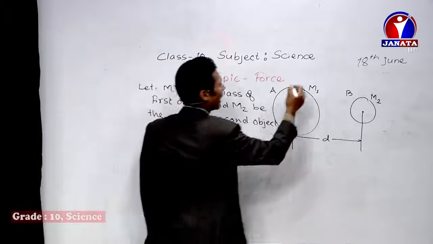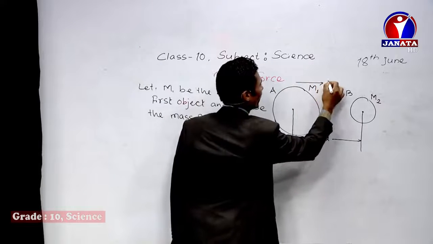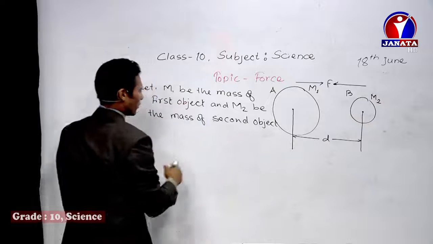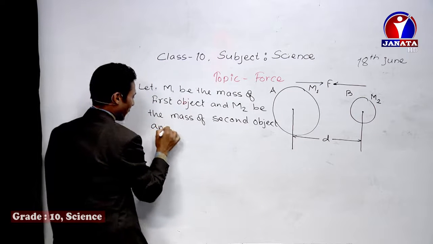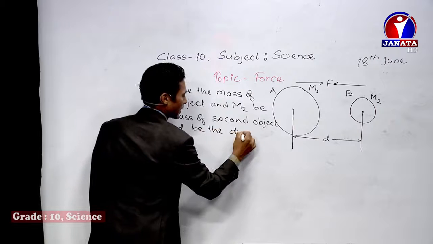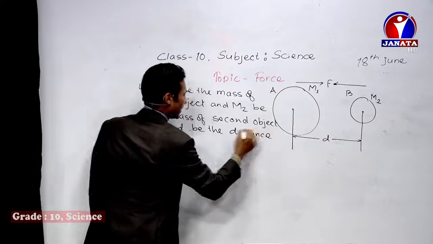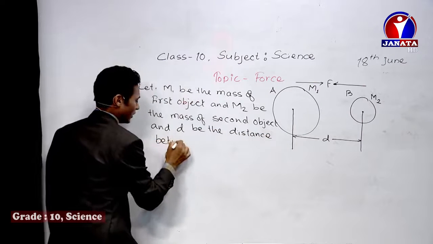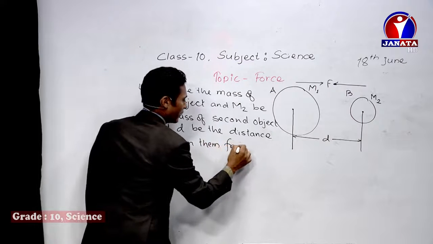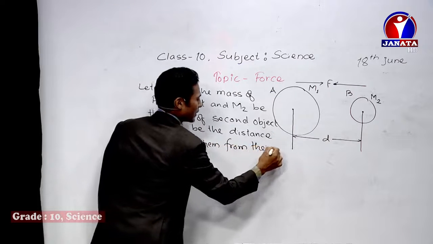Now if F is the force of attraction between these two objects, the mass of the second object is given, and d be the distance between them from their center.